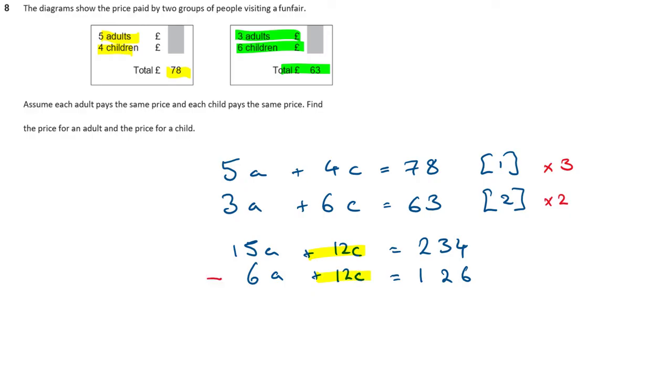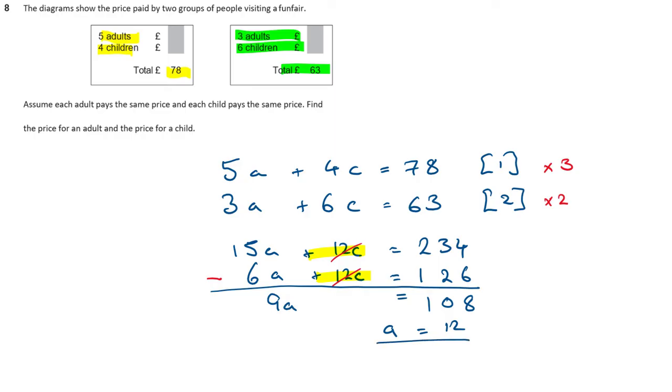So if I subtract these from each other, those are going to cancel each other out, aren't they? Going to leave me with nothing. And 15a take away 6a is going to leave me with 9a. 12c take away 12c is zero. And then 234 take away 126 is 108. So 9a is 108. So then what's a? 108 divided by 9. It goes in 12 times, isn't it? So a is going to be equal to 12.